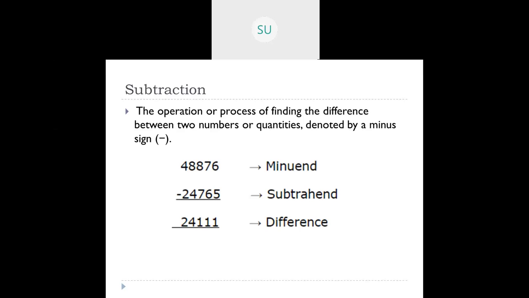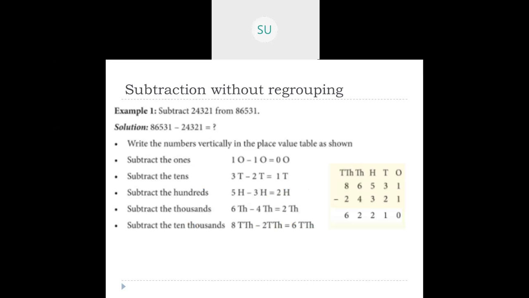Alright, so when you're subtracting two numbers, the larger number is called the minuend. The smaller number, that is which you subtract, is called the subtrahend. And the answer that you get is called the difference of the two numbers. So the larger number is the minuend, the smaller one is the subtrahend, and the answer is your difference.